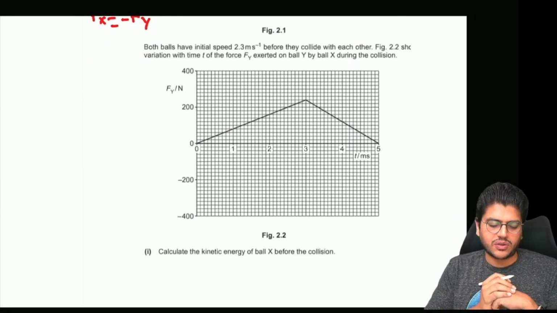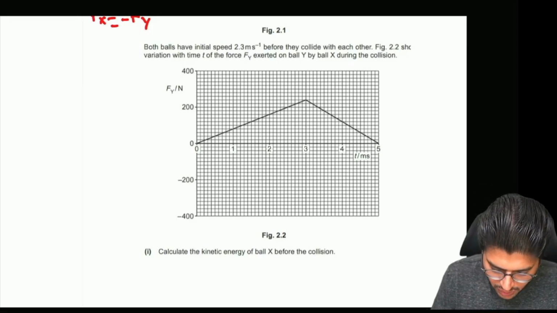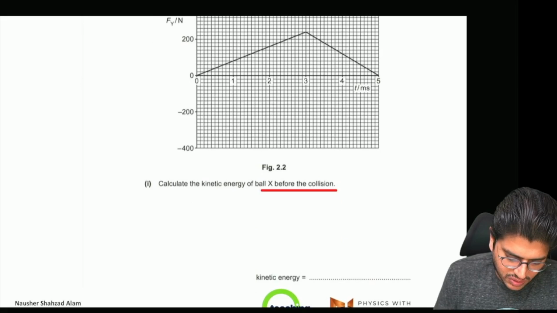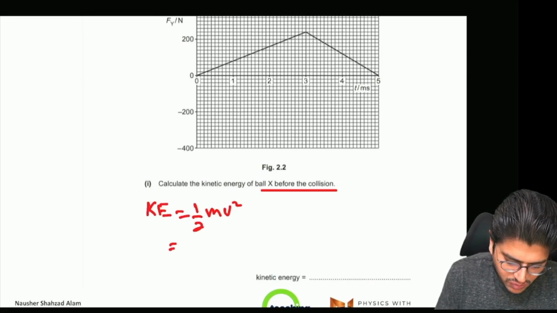Alright, now they're asking you to calculate the kinetic energy of ball X before the collision. So what is the formula for kinetic energy? The formula for kinetic energy is half mv squared.